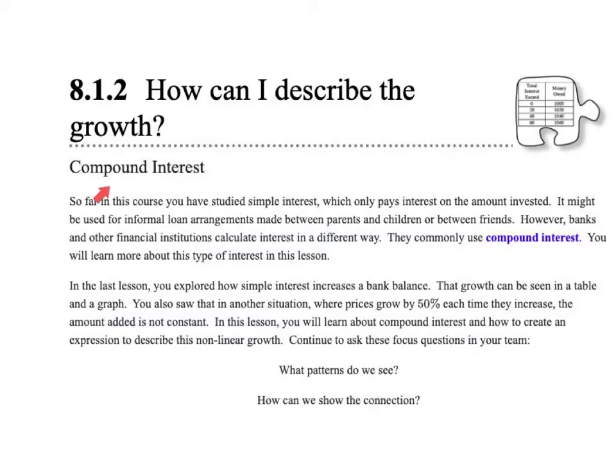Today we're going to take a look at 8.1.2, how can I describe growth? Specifically, we're going to talk about compound interest, which we just barely started to hit on yesterday with the baseball card question. So let's take a look at what this is.